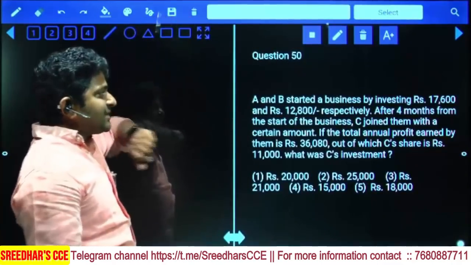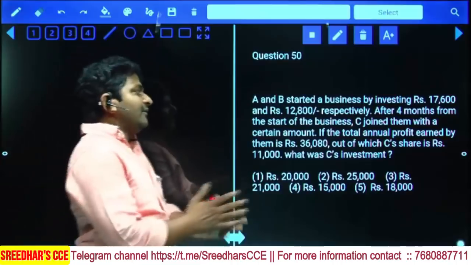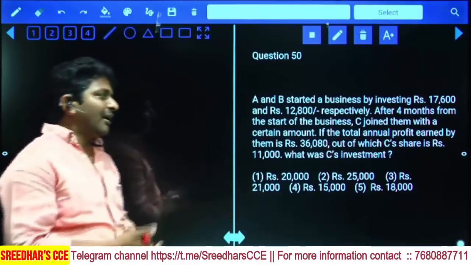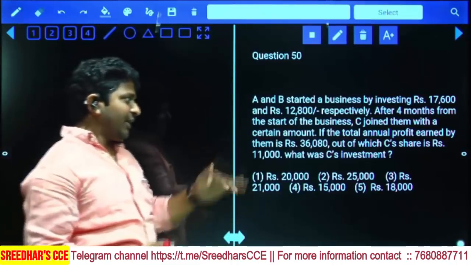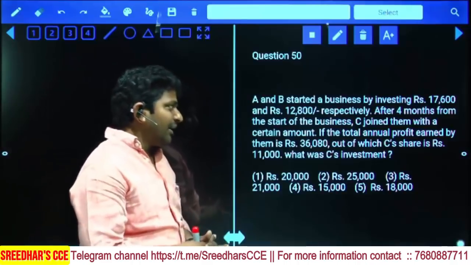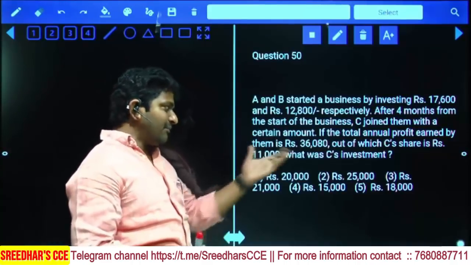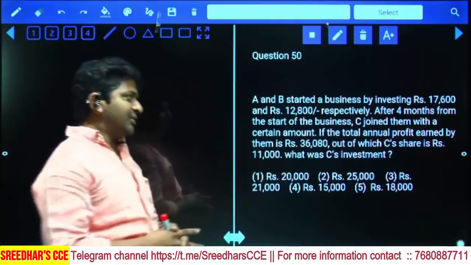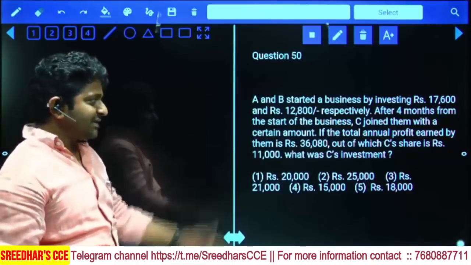A and B started a business by investing 17,600 and 12,800 respectively. After 4 months from the start of the business, C joined with a certain amount. If the total annual profit earned by them is 36,080, out of which C's share is 11,000, what is C's investment?